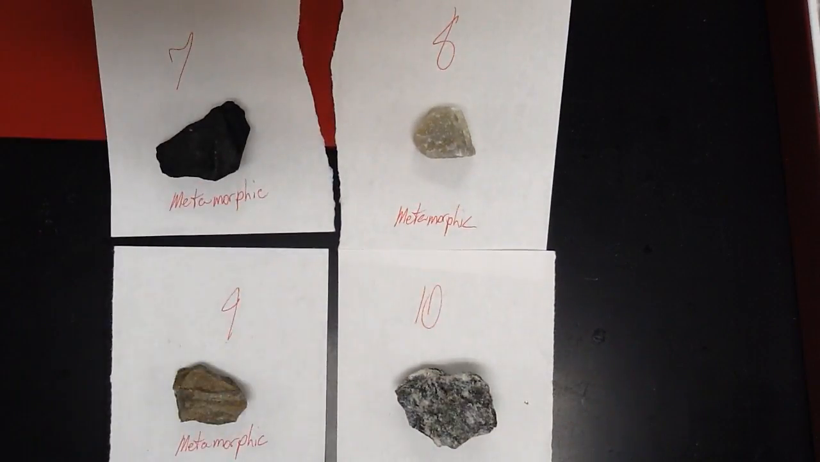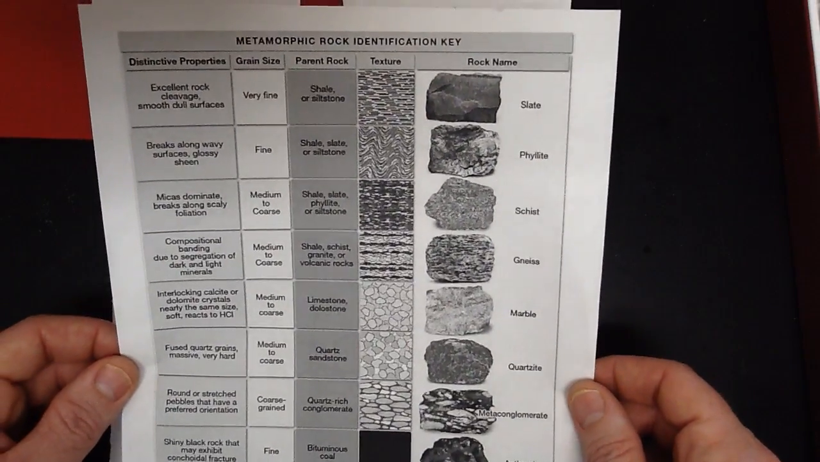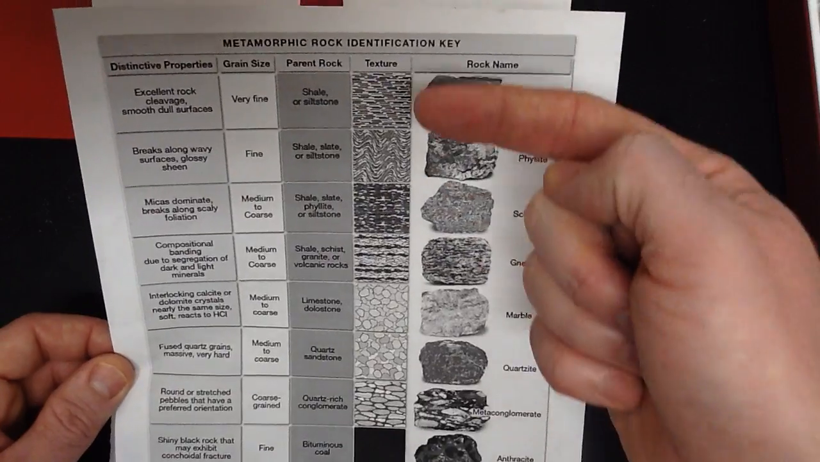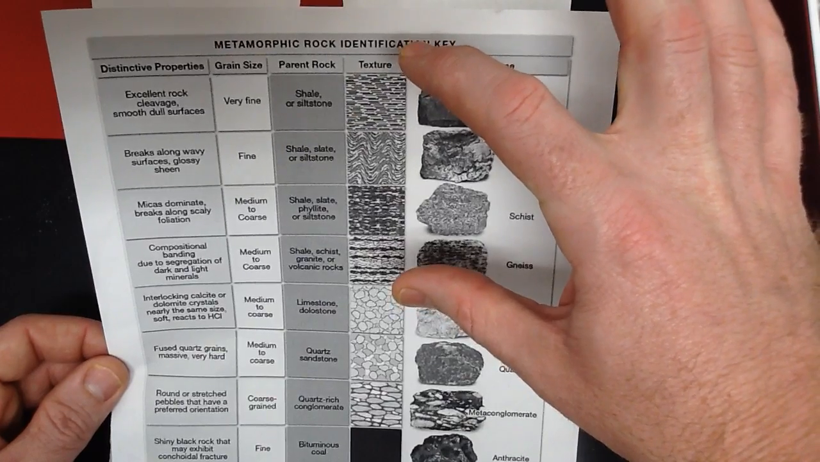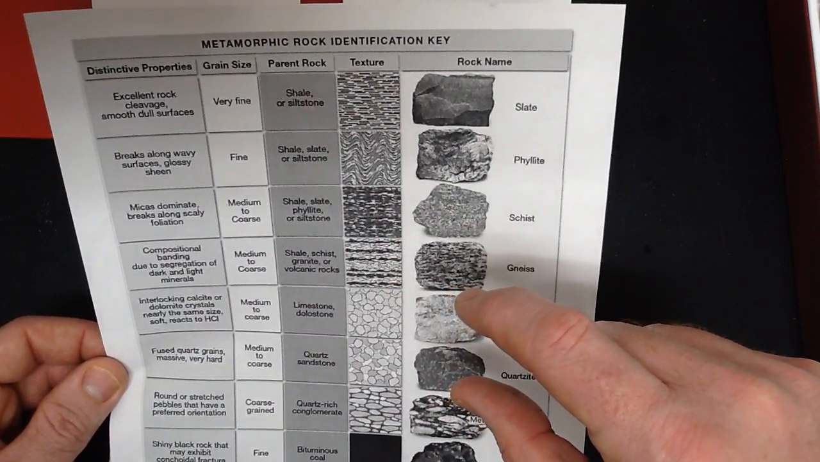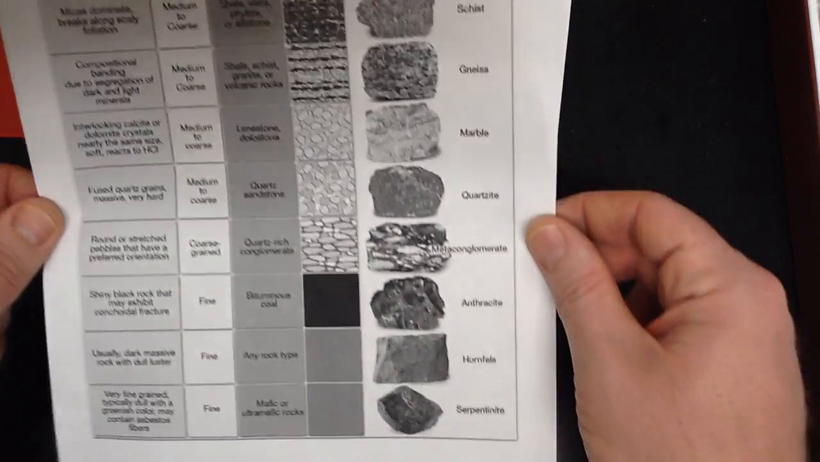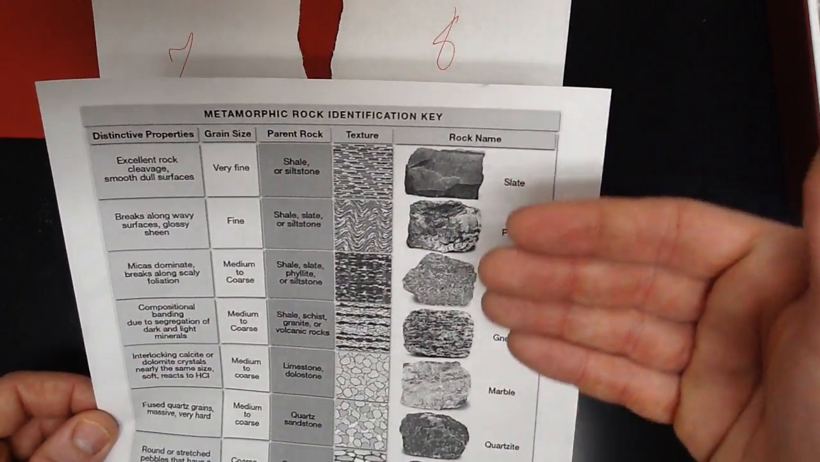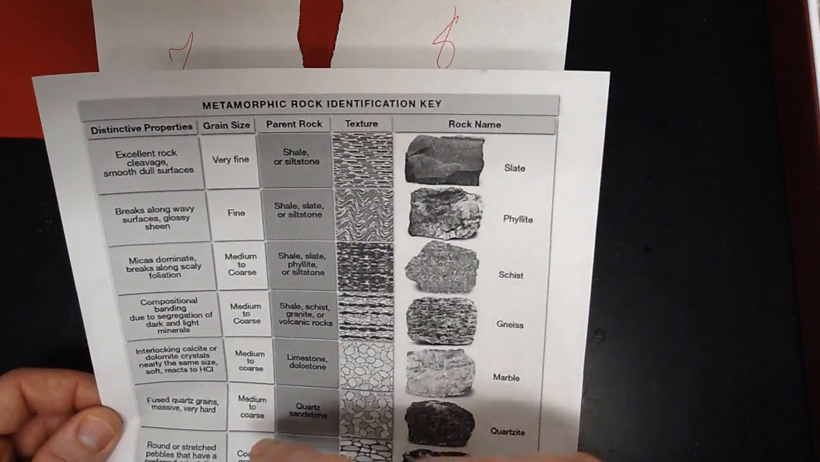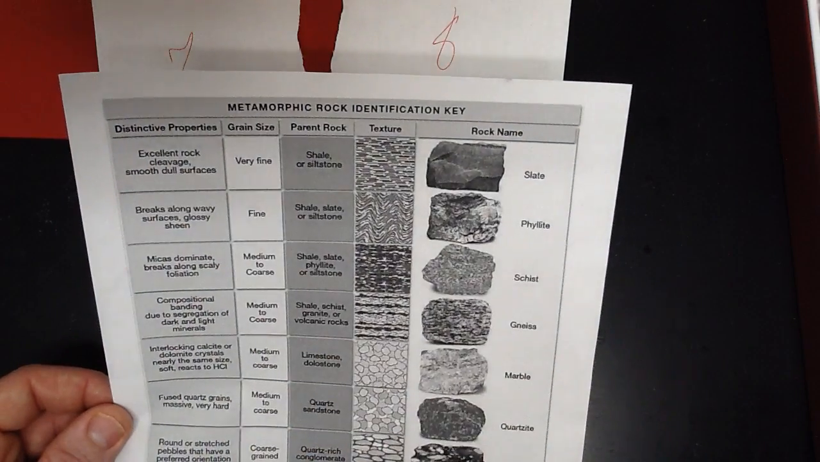I'll remind you that you can use the other video that I made, which kind of walked you through each of these samples, as well as the metamorphic rock identification chart. Know that they have the name on the right side. They have pictures of the crystal texture, which should help you out. You have your 4 foliated rocks on top and your 2 non-foliated rocks on bottom. The 4 rocks towards the very bottom, we will not use in this lab. So these are your 6 possibilities right here. They give you the grain size, the parent rock, and any distinctive properties that they might have.